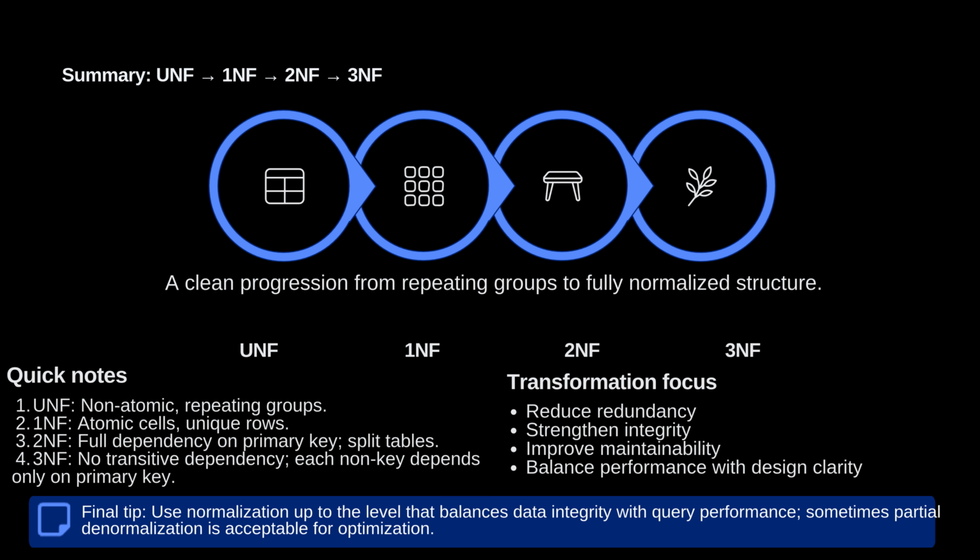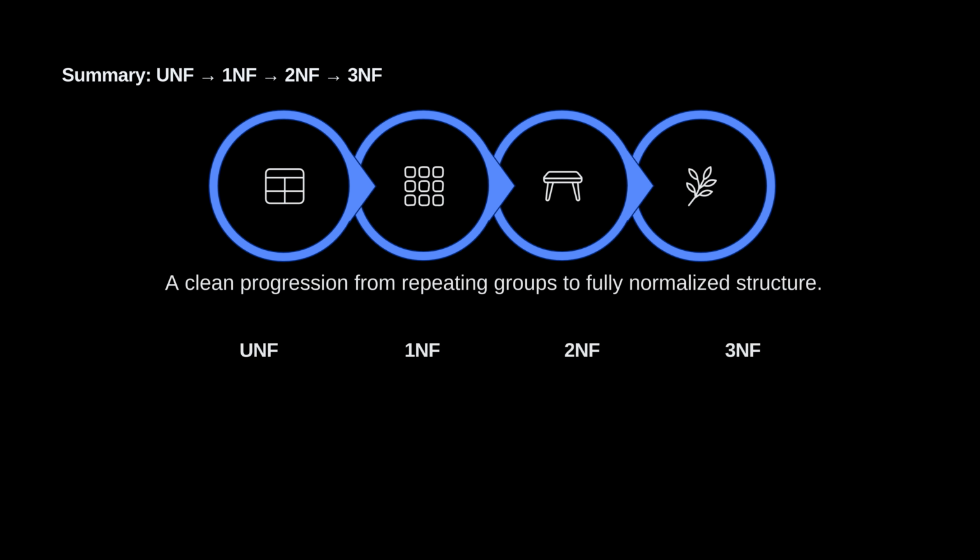So, let's quickly recap everything. We start with UNF, where we can have multiple values in one cell. Then we move to 1NF, where every cell contains an atomic value. After that comes 2NF, where we remove partial dependencies and split the data into suitable tables. And finally 3NF, where we remove transitive dependencies. So the basic flow is UNF, 1NF, 2NF, 3NF. Each step makes the database more organized and reduces unnecessary repetition.